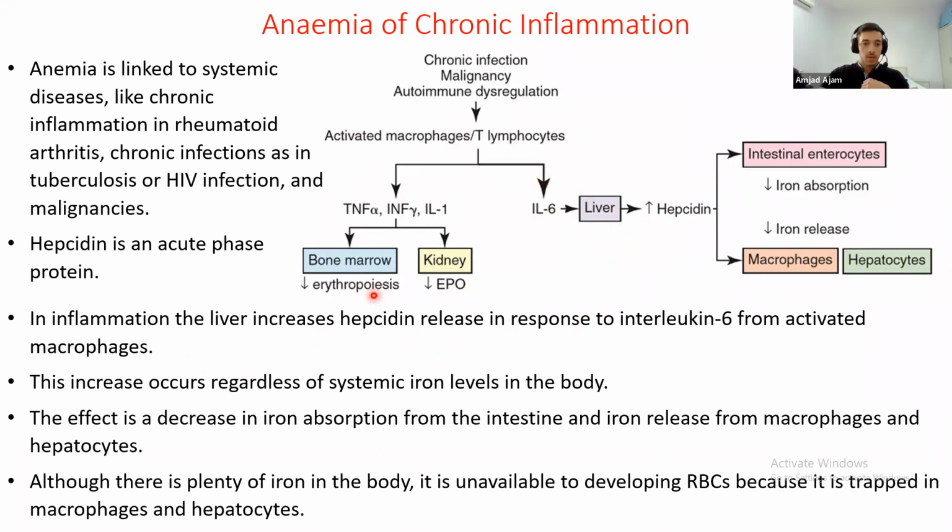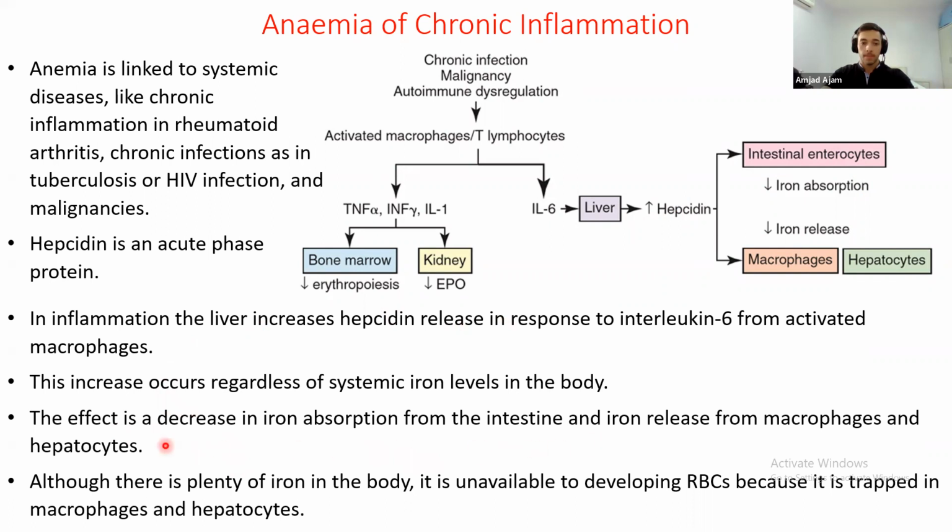This step here will increase hepcidin regardless of the systemic iron levels in the body. It means that the hepcidin will not act according to how much iron we have in the body. No matter how much iron we have, the interleukin-6 will activate hepcidin, and hepcidin will decrease the iron absorption. So what is the effect of this?